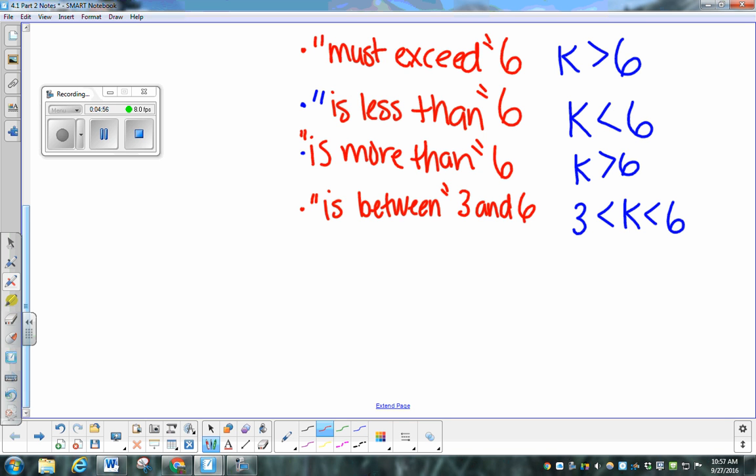Our next phrase is minimum. So let's say we said something like K is at minimum 6. That means the smallest K could be is 6. That's the minimum, so K must be greater than 6. And if I said the minimum is 6, it could be 6, so we want to put the or equal to.